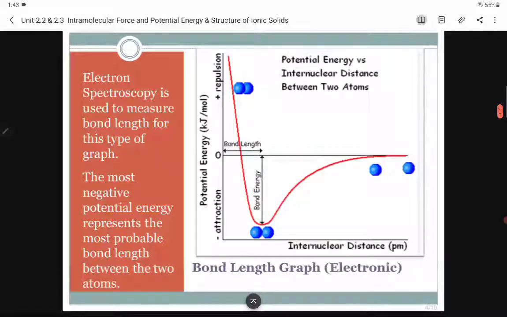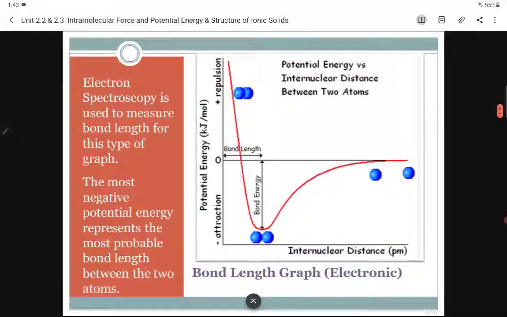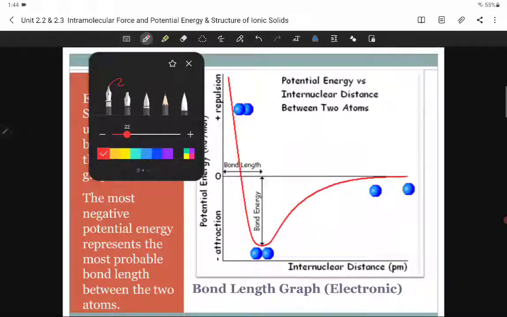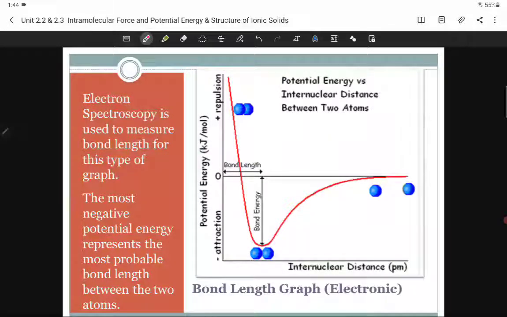This graph is a very, very typical graph in AP chemistry. I would say almost 100% chance you're going to get this on my test and also on the AP test in May. And you have to be able to understand what's going on with this graph. So we have potential energy, and then we have distance. So distance between two atoms.